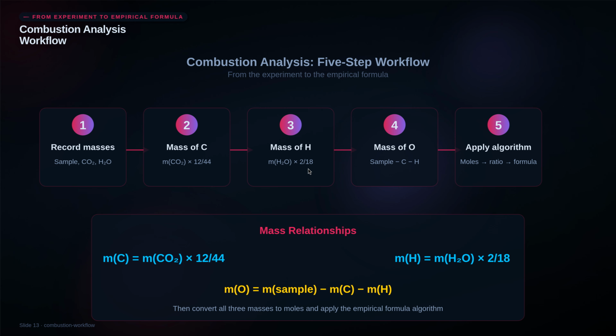Apply the 5-step algorithm. Convert each mass to moles, divide by the smallest, multiply to whole numbers, and write the empirical formula. If the molar mass is also given, divide it by the empirical formula mass to get N, and multiply the subscripts by N to get the molecular formula.